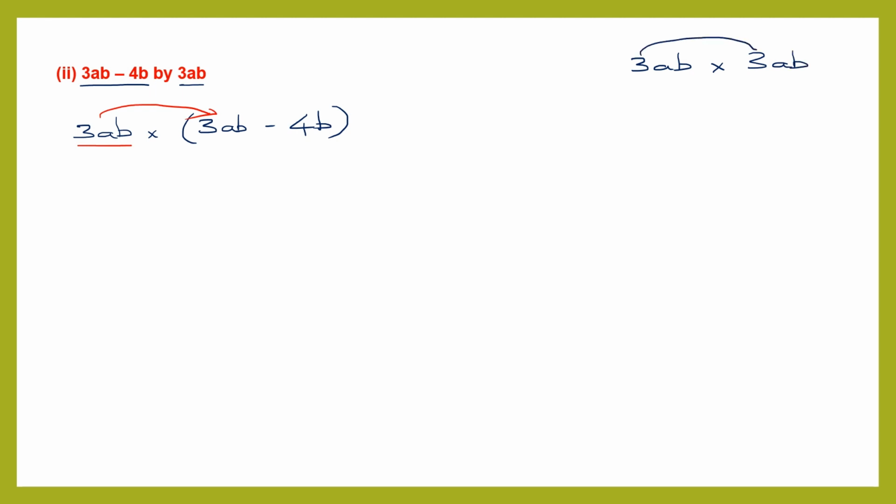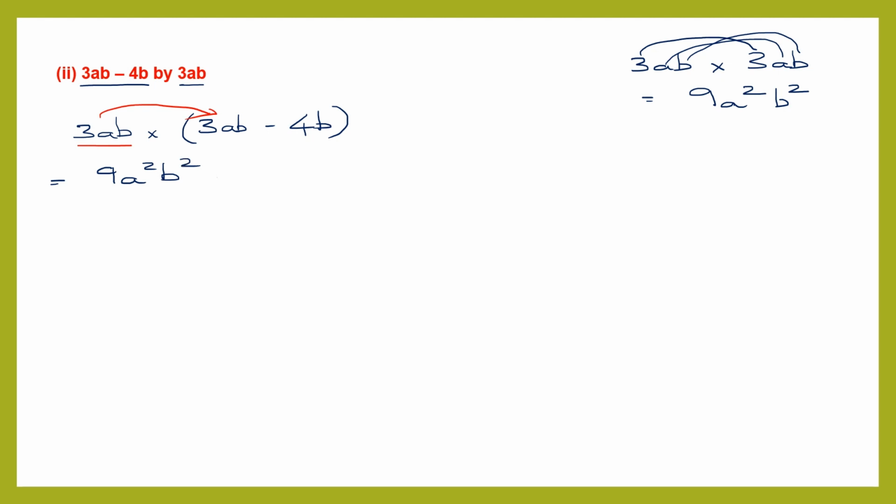First multiply the numbers. 3 3s are 9. Then multiply a and a. So we have one a here and one more a here. So that becomes a square. Then we multiply b and b, which becomes b square. So what do we have there? 9 a square b square.